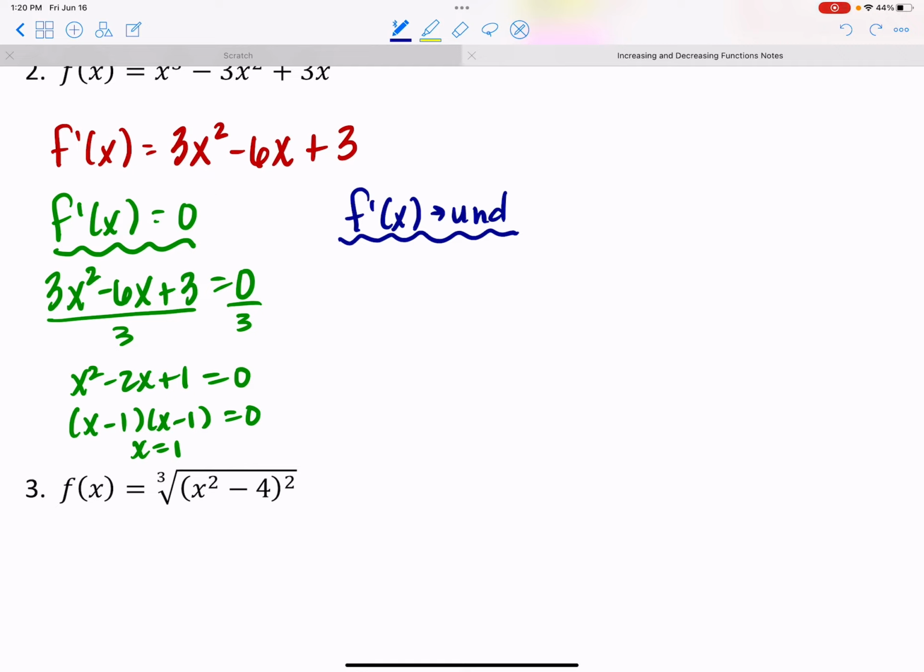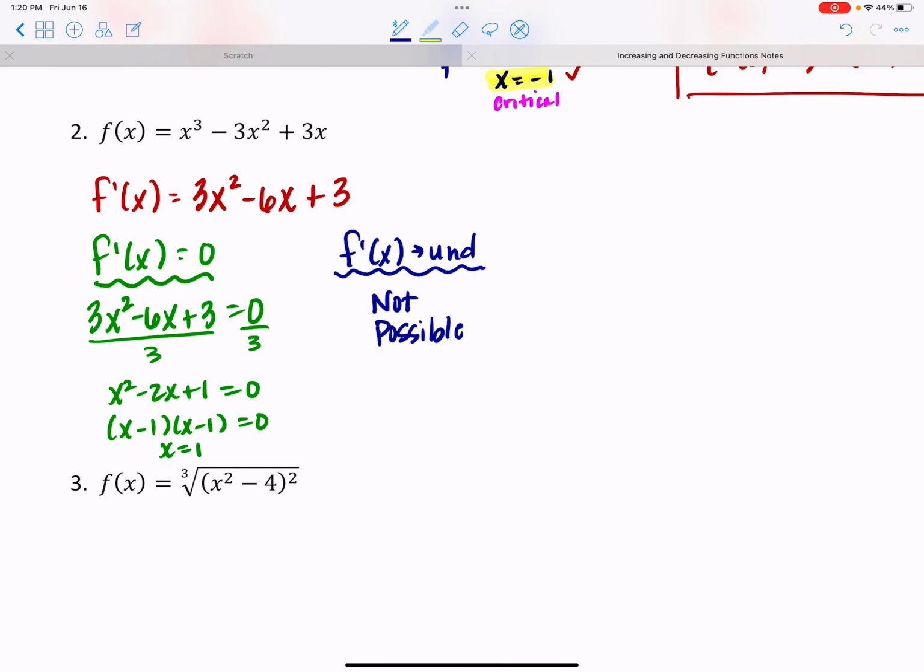So restrictions will happen with fractions, with radicals, or anytime there's something we can't do, like I can't have a 0 in the bottom of a fraction. I can't take the square root of something that's negative. That's when you have the opportunity for your derivative to be undefined. But if it's a polynomial, this is not possible. Polynomials are defined everywhere. They have domains from negative infinity to infinity.